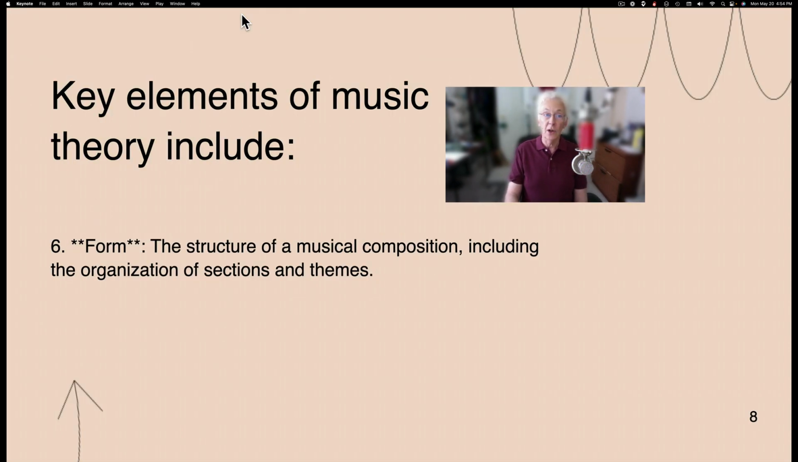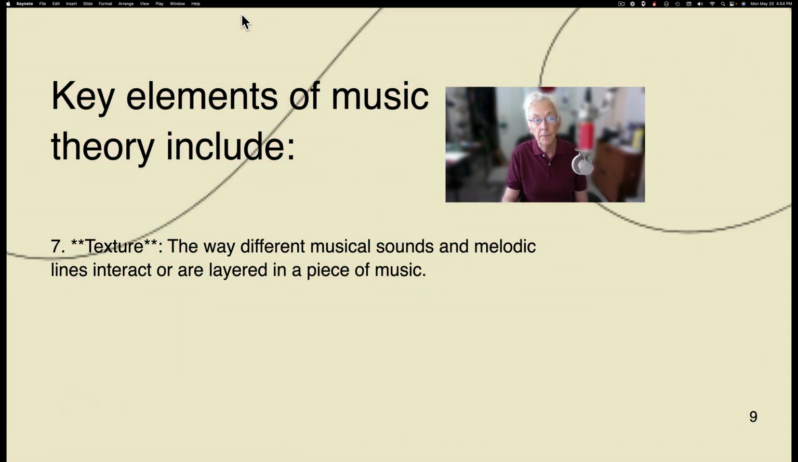Number 6 on our list of the key elements of music theory is form. Music has form. It has a structure. It has organization, sections, and themes. Mostly, people understand what a verse and a chorus of a song is. Sometimes there's a bridge, a pre-chorus, an outro. These are all attributes that tie back to the form in music theory.